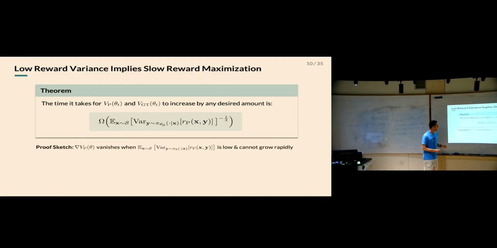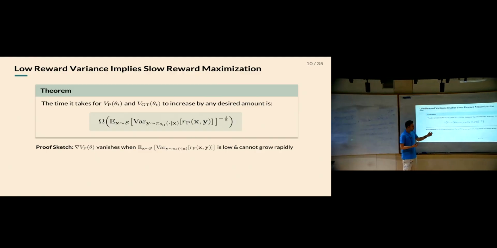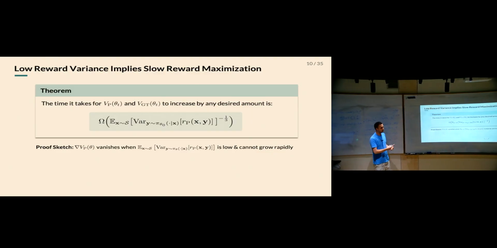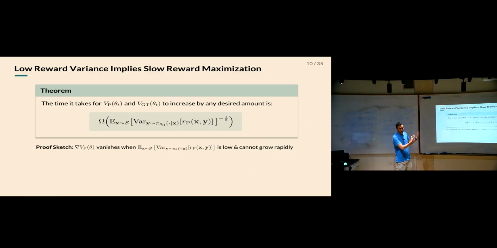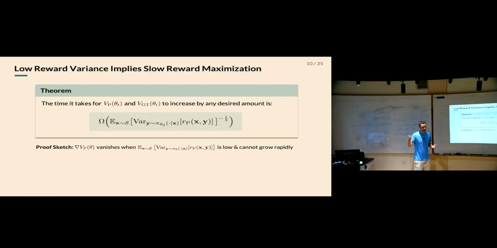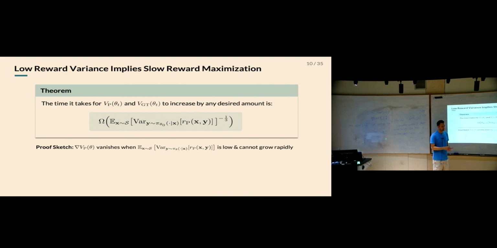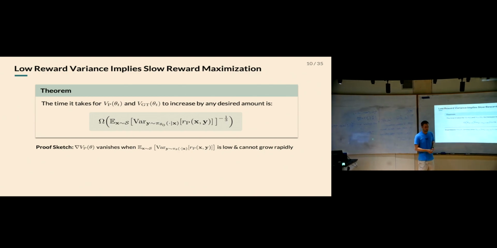Okay, so it turns out that the gradient of the objective, of the expected reward, vanishes whenever the reward variance is low. This is a new connection that we make between reward variance and the landscape of policy gradient methods. We also show that this reward variance will not increase fast through time if it starts low, and because of that, you're effectively stuck in this very flat area of the landscape. And it takes you a long time to escape.